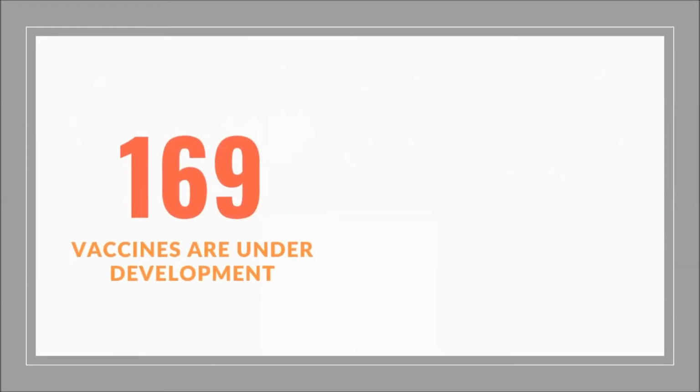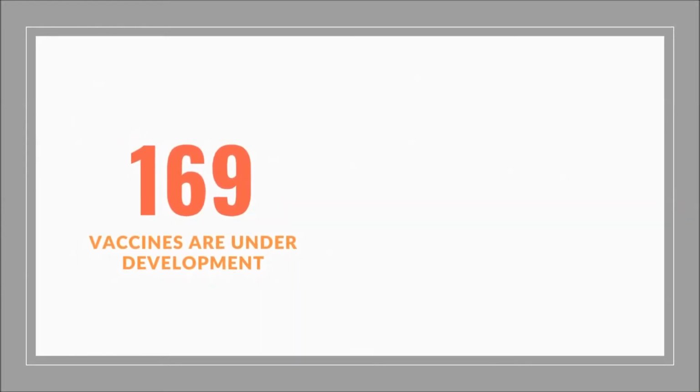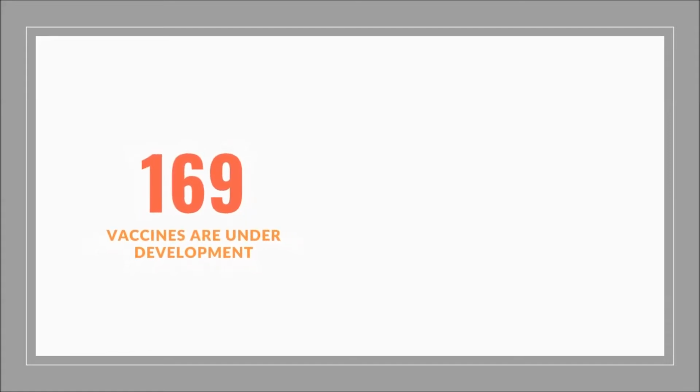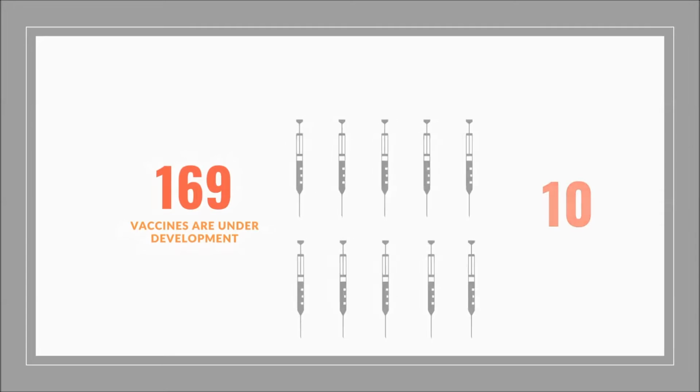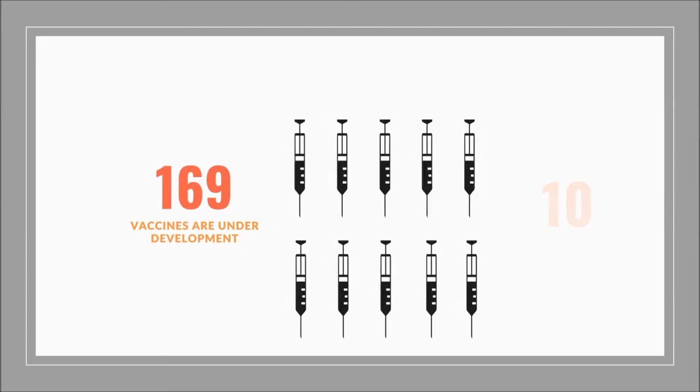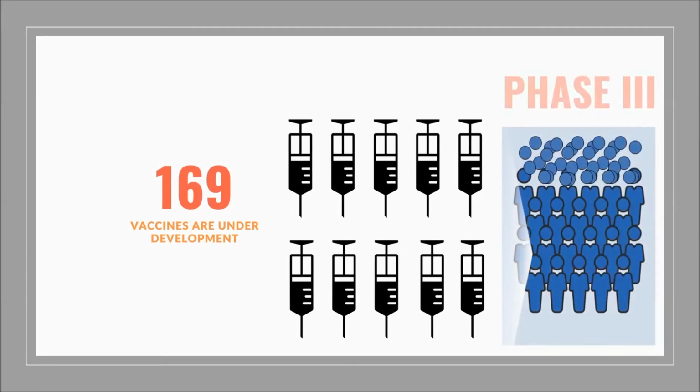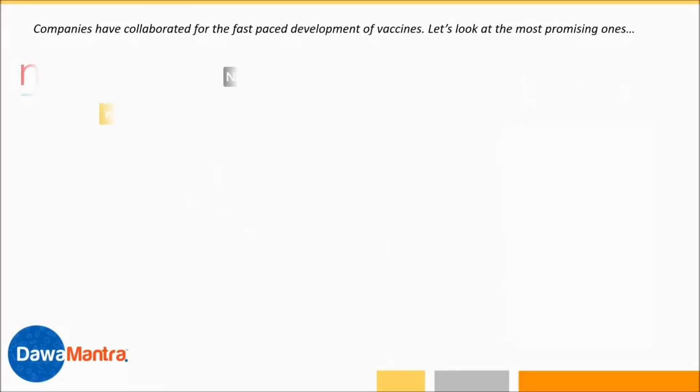As of October 2020, there are 169 vaccines under development according to the World Health Organization. Out of these, 10 are in phase 3, which is the final stage of vaccine development. Companies have collaborated for the fast-paced development of vaccines. Let us have a look at the most promising vaccines.